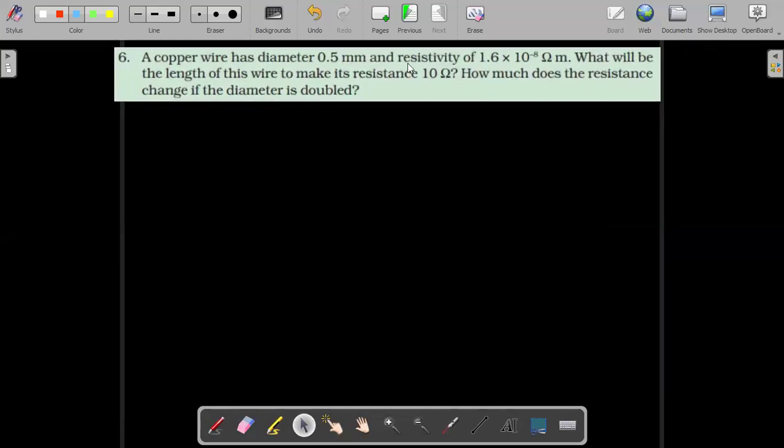A copper wire has a diameter of 0.5 mm and resistivity 1.6 multiplied by 10 to the power minus 8 ohm meter. What will be the length of this wire to make the resistance 10 ohm? Suppose I want a resistance of 10 ohm, then what should be the length of the wire?